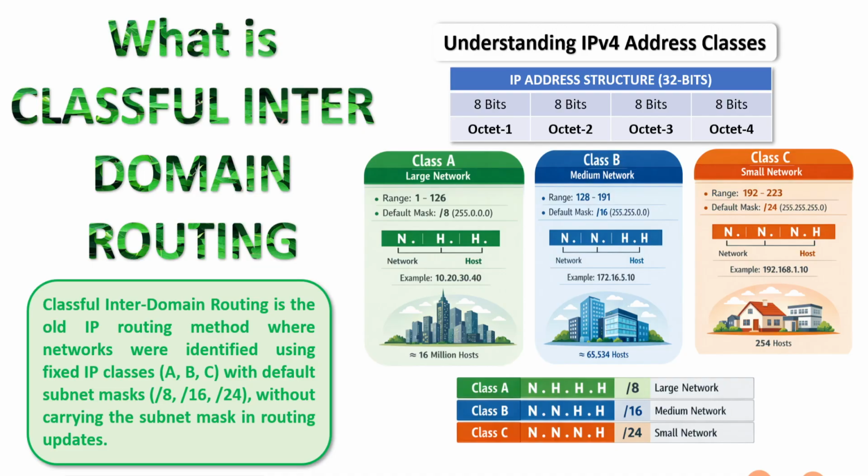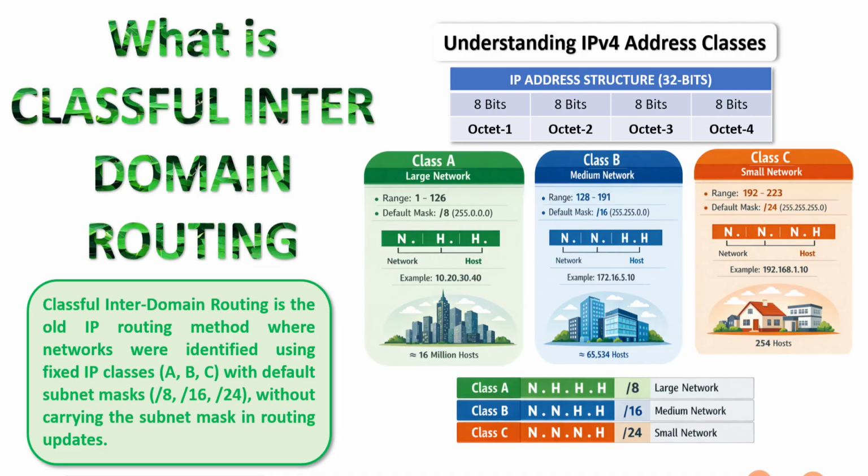OK, first understand this. So if we talk about class A, what is class A, what is class B, what is class C, right? In front of you we have the octet. IPv4 has 4 octets. Every octet has 8 bits.